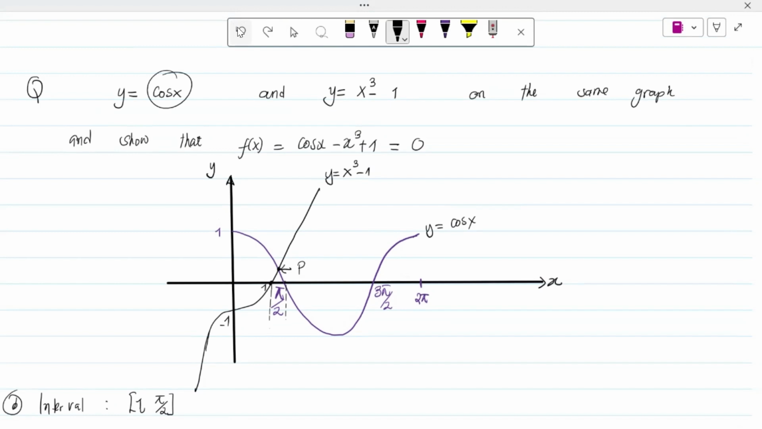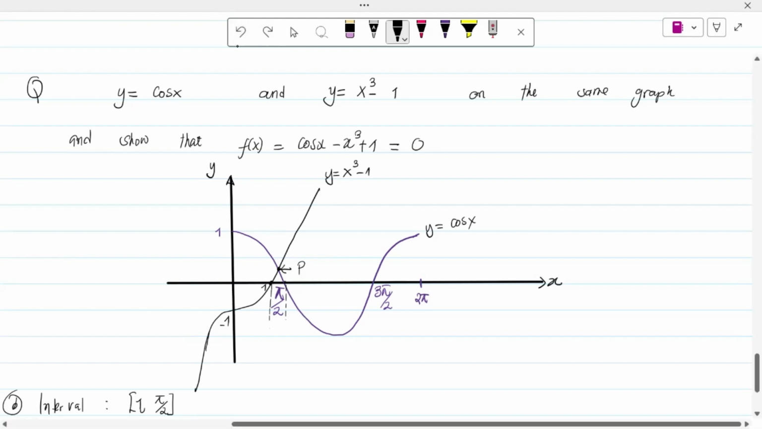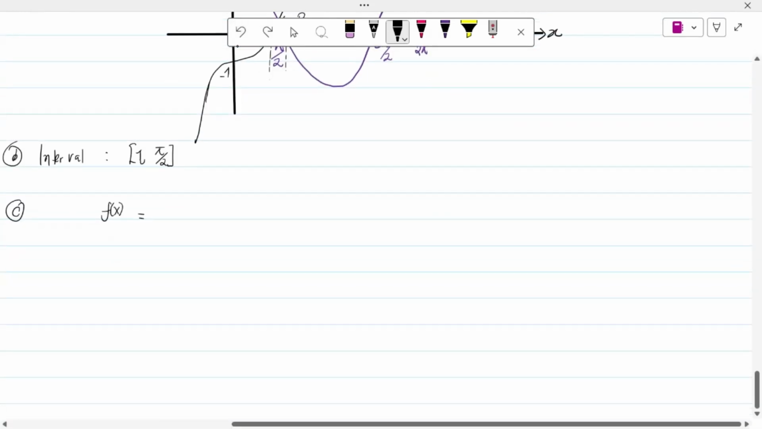Why are we equating them equal to each other? It's because they are meeting at some point in that interval, so it means that they are equal at some point. So we equate this cosine x and this cubic function, and at the point where they're equal, it's this point we're trying to find. So f of x is equal to cos x minus x cubed plus 1.